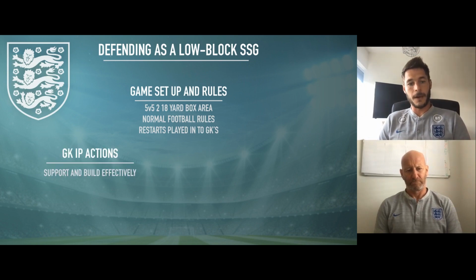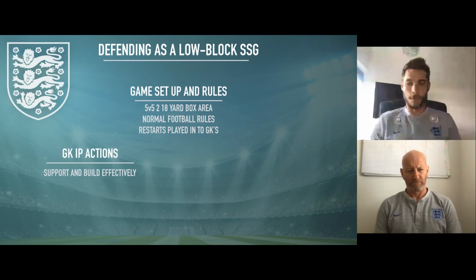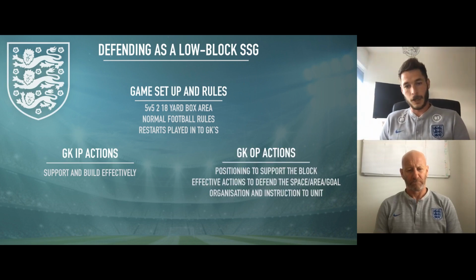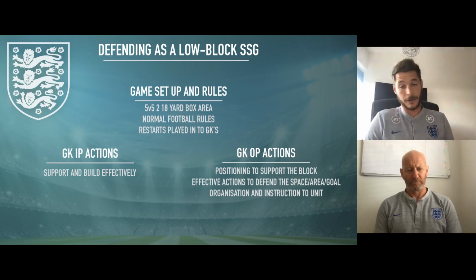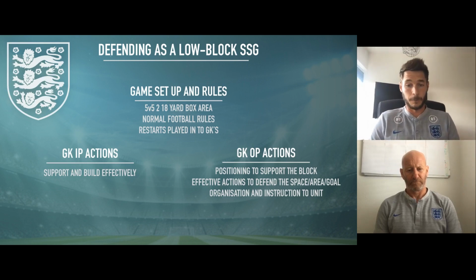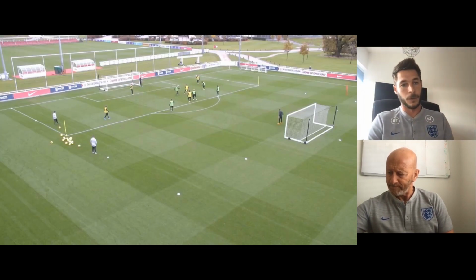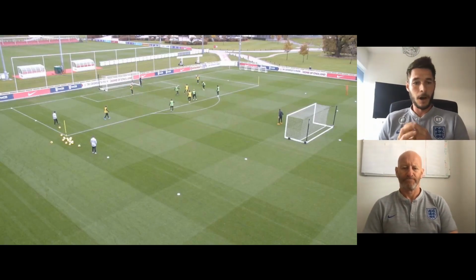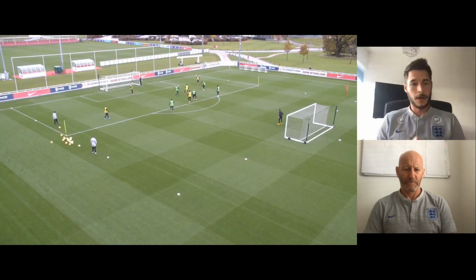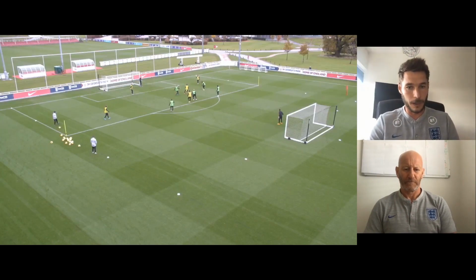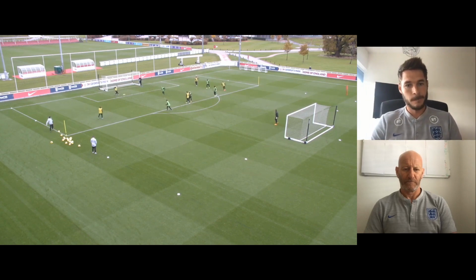So the goalkeeper in possession actions is support and build effectively. But more importantly, what we're going to be focusing on is the goalkeeper out of possession actions: positioning to support the block, effective actions to defend the space, area, and goal, and the organisation and instruction to the unit of players that he's got in front of him. So we're going to show you now the video of the training session, and we're going to look at 1 or 2 little areas and just see them come out.